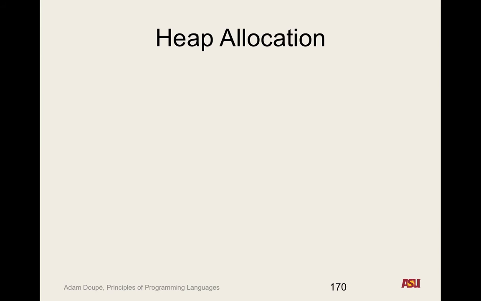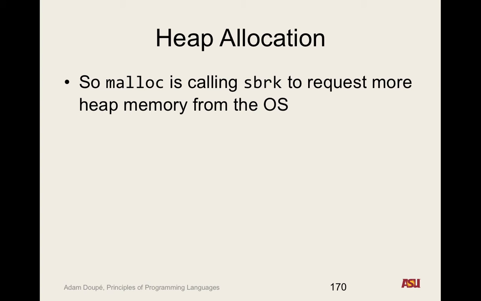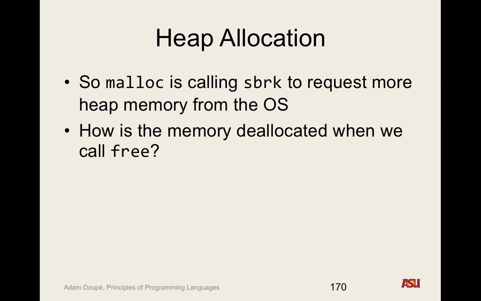Okay. So we can see from this, we learned that malloc is calling sbrk to request more memory. So that's pretty clear, right? But then what is malloc returning to us as programmers? Yeah, it's a portion of some of the memory that it requested. So how is that actually being freed?